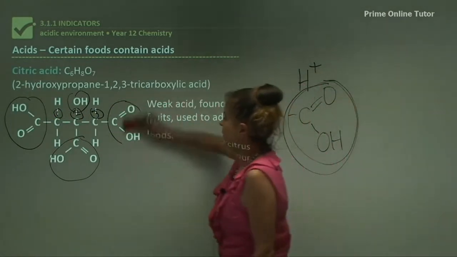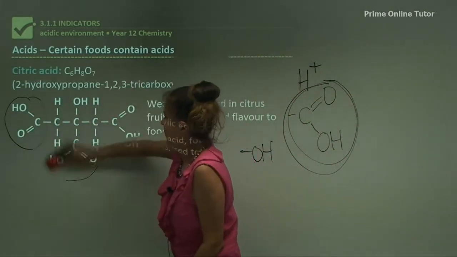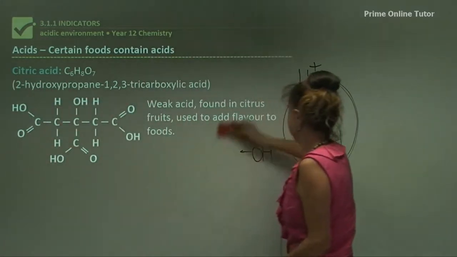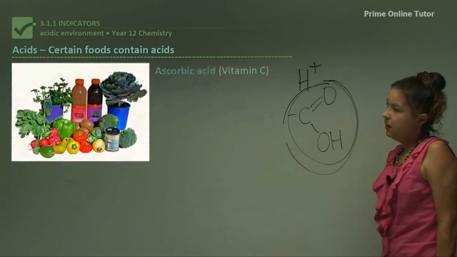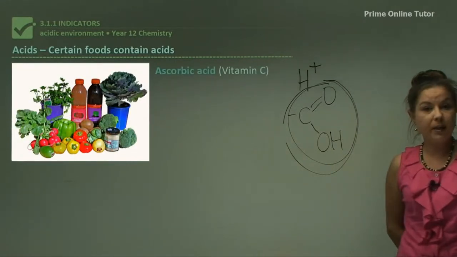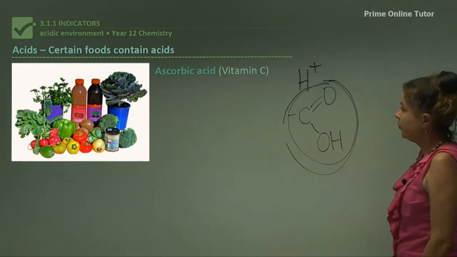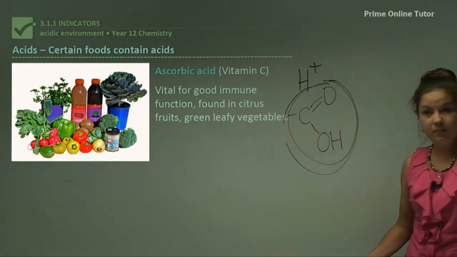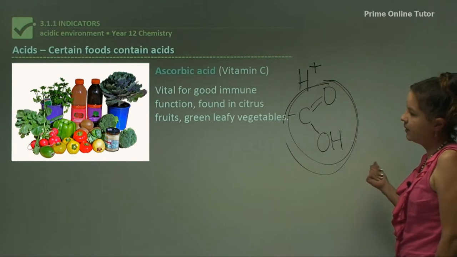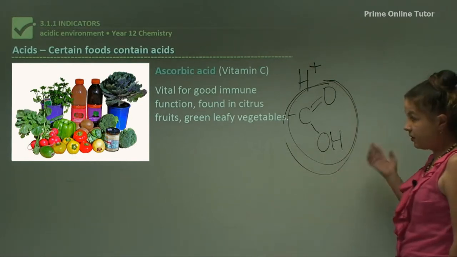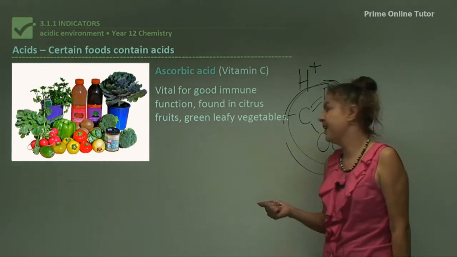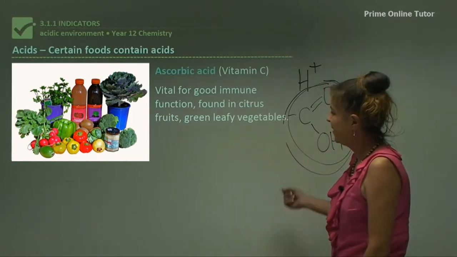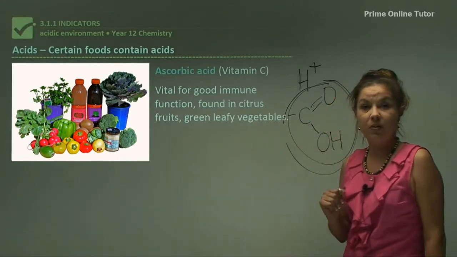So just going back to that slide, I'll just remove what I've written so we can keep going. Okay, so moving on to ascorbic acid, which is vitamin C, which we all need. It's vital for our immune system, it's good for keeping off colds, and it's found in citrus fruits. So citrus fruits are actually very good for you. Not only do they contain citric acid, but they have vitamin C as well. But green leafy vegetables as well, very, very good for you.